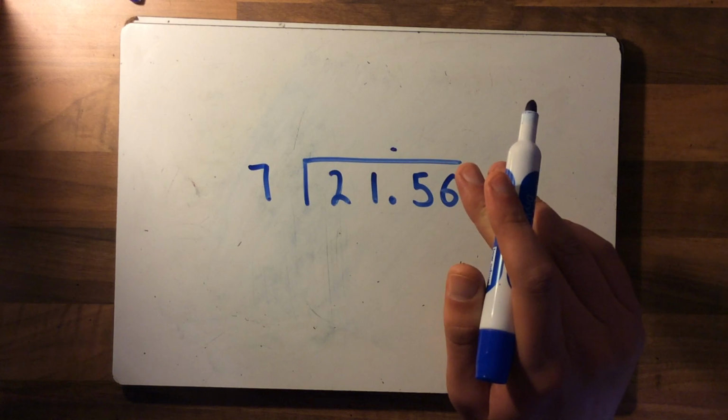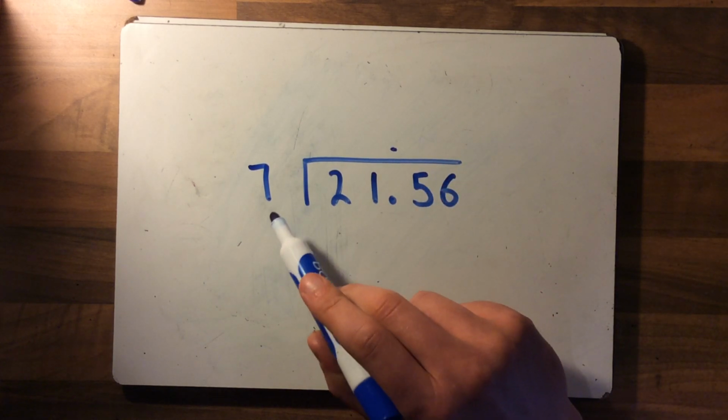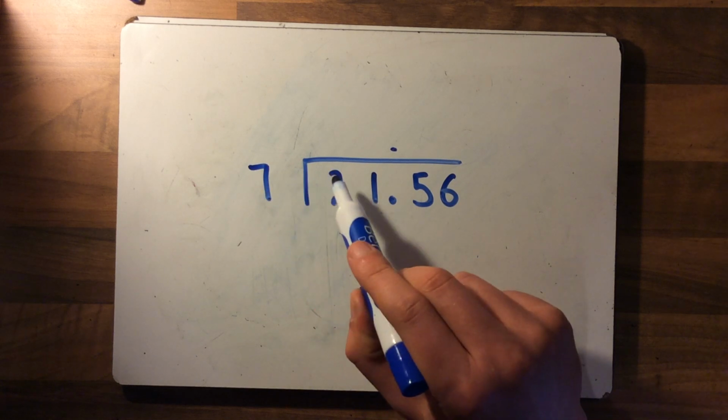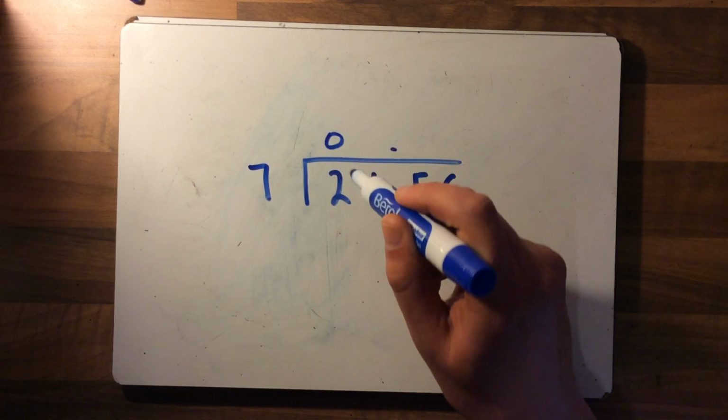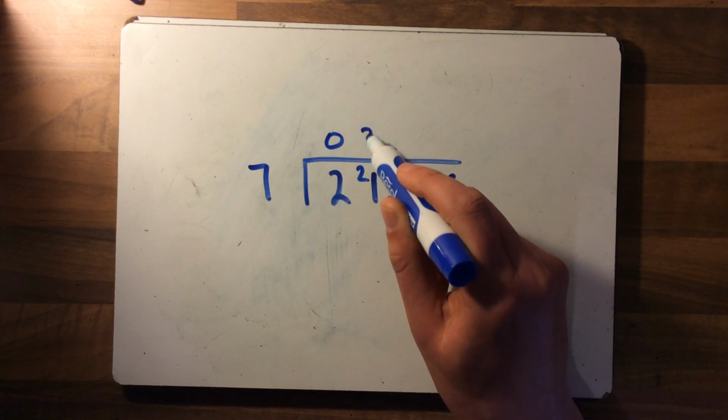But it's just like a normal division question. How many times does 7 go into 2? It doesn't. And carry the 2 over. How many times does 7 go into 21? It goes in 3 times.